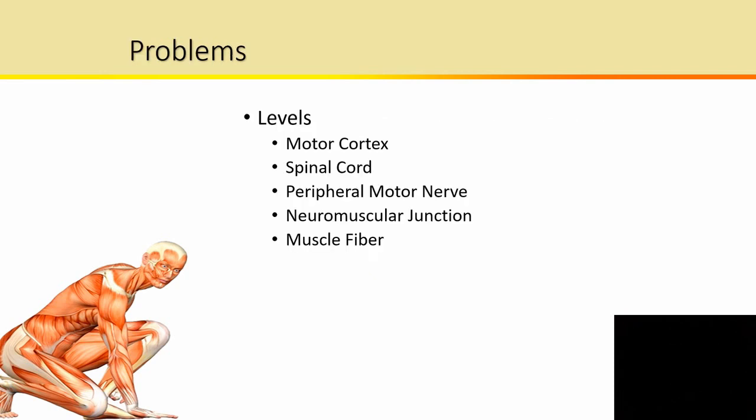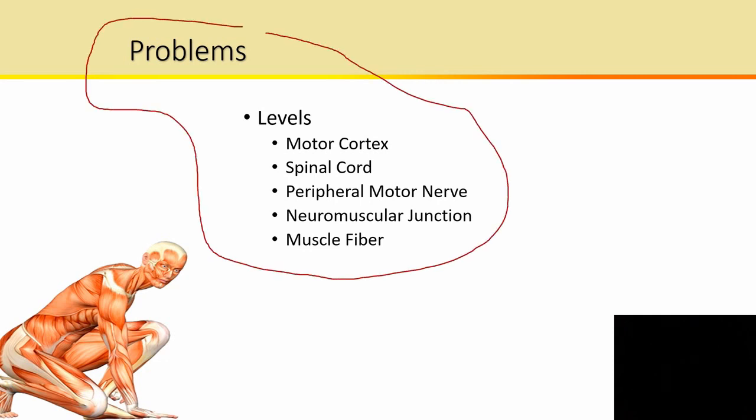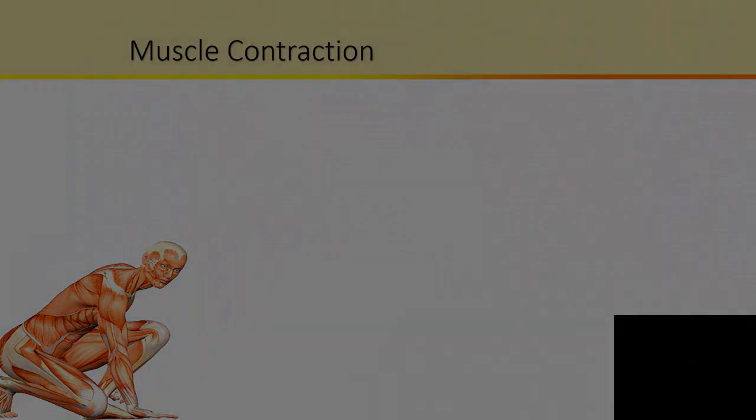Okay, now I'm going to leave this for now, and I'll bring up various problems in another lecture. I think that's enough for now. I'll bring this up as a second lecture in regards to problems, because there are a number of different problems that we have to talk about, such as in the motor cortex, the spinal cord, the peripheral motor nerve, the neuromuscular junction, and the muscle fiber. And so we'll talk about those a little bit later.